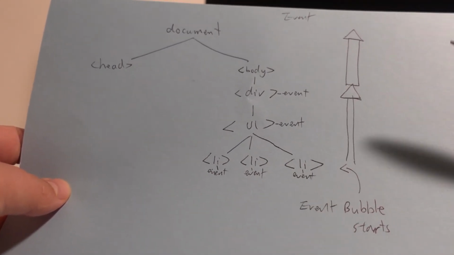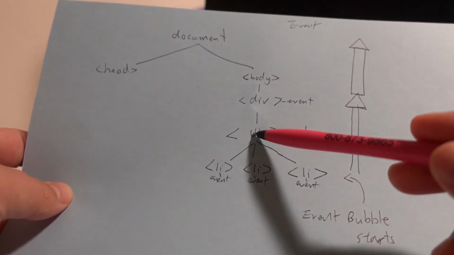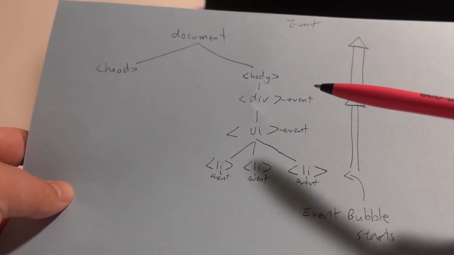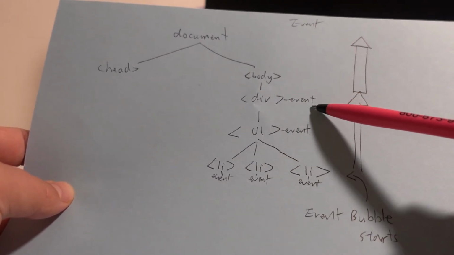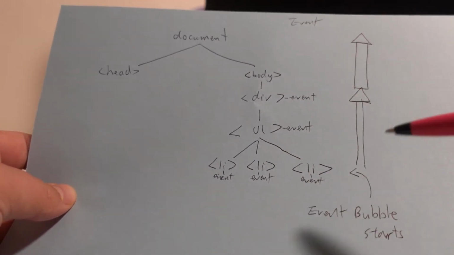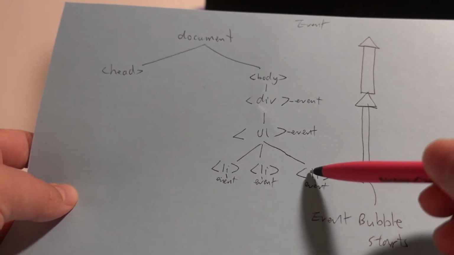We have the click event. And then inside this ul right here, we also register a click event. And in our div, we register another event. So what happens when you click a li here?